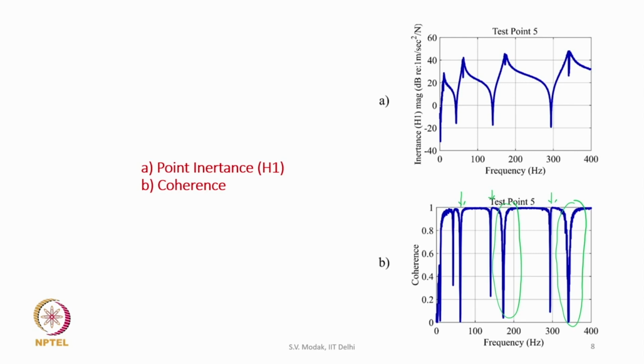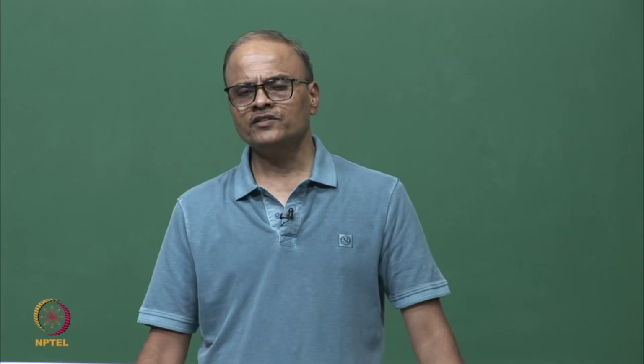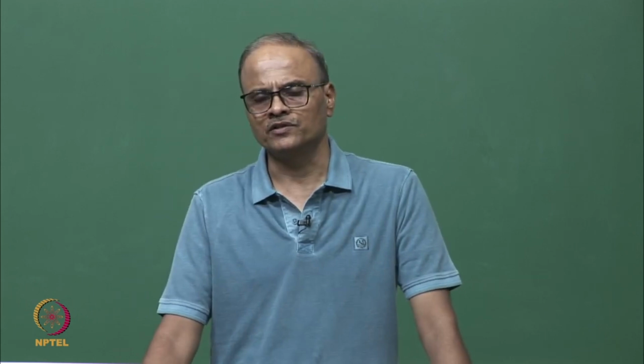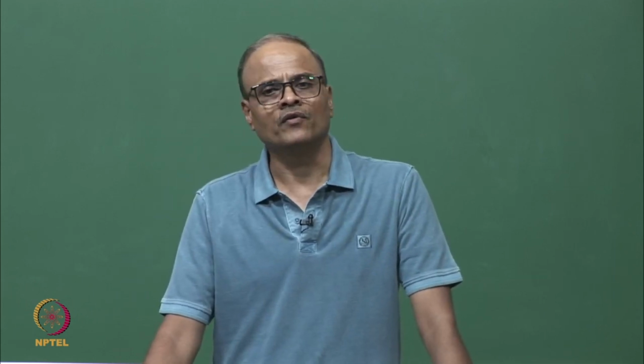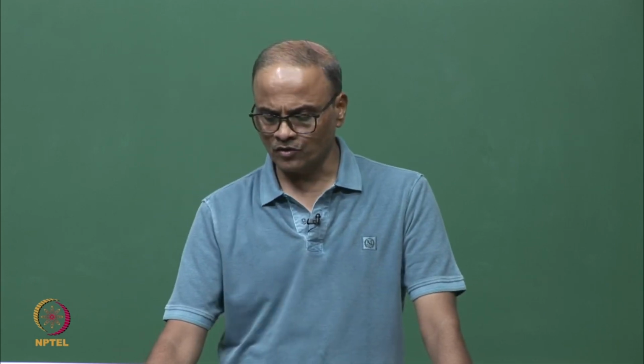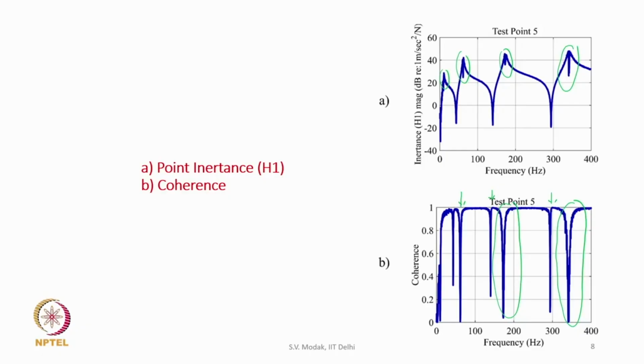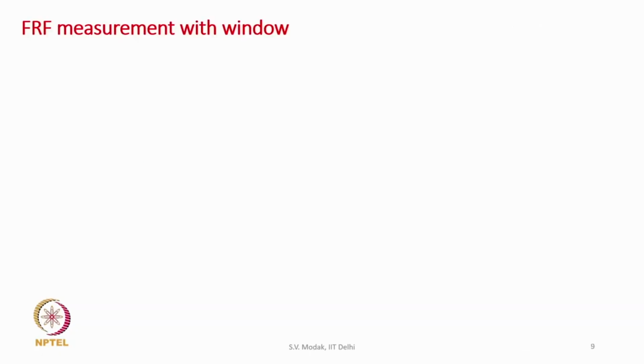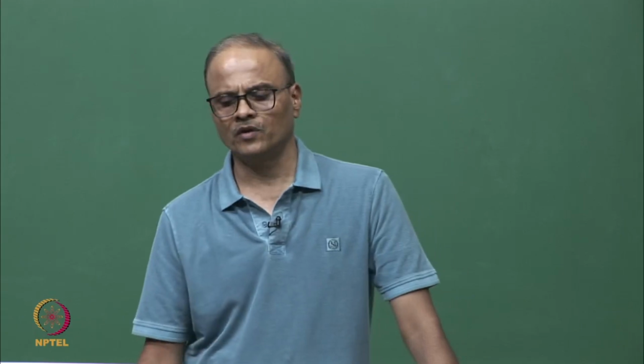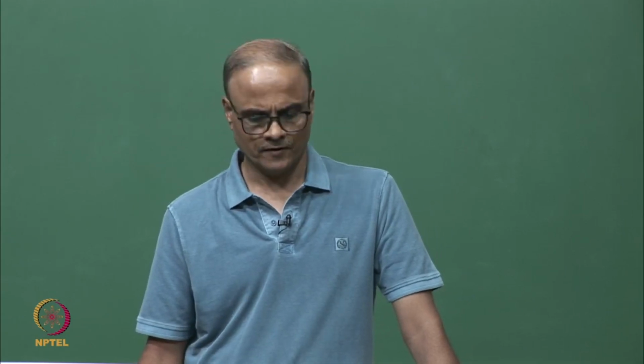For example, at the resonances there is a drop in the FRF magnitude, which is something unusual. That is happening because of leakage, which happens when the DFT of a random signal is taken, and that is why the coherence is also not so good and the FRF does not seem to be so accurate. So let us now use a window function to reduce the leakage.